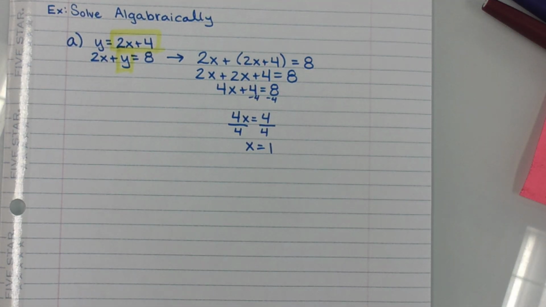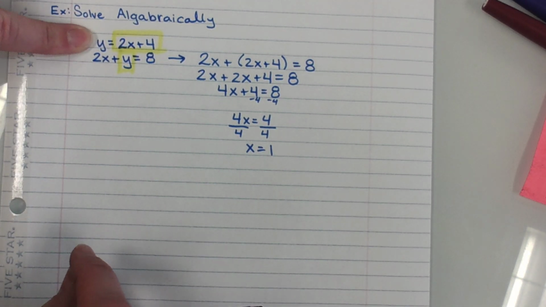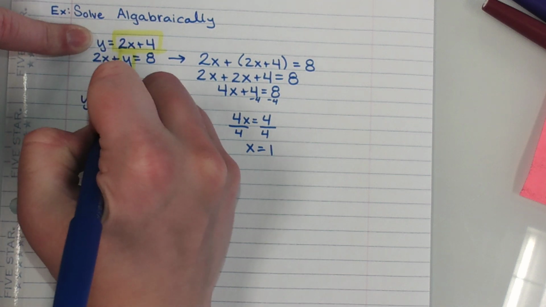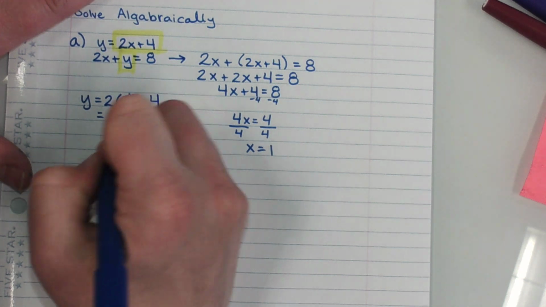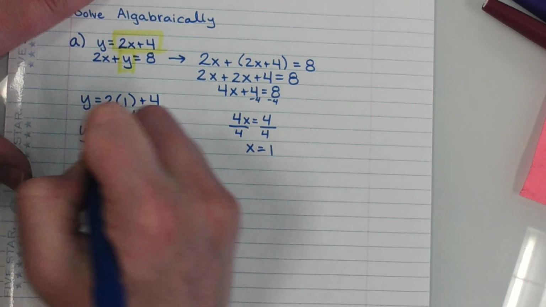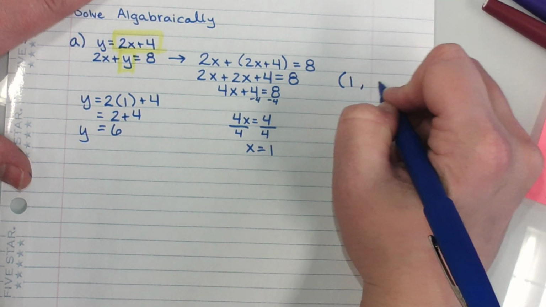The solution to a system of equations is a coordinate point. A coordinate point requires both an x value and a y value. I have the x. How can I find the y? Put the x back into one of the originals. Substitute it back. The first one's going to be easier because y is already alone. Y equals 2 times 1 plus 4. 2 plus 4, 6. Coordinate points, do they go x, y, or y, x? X, y. 1, 6.